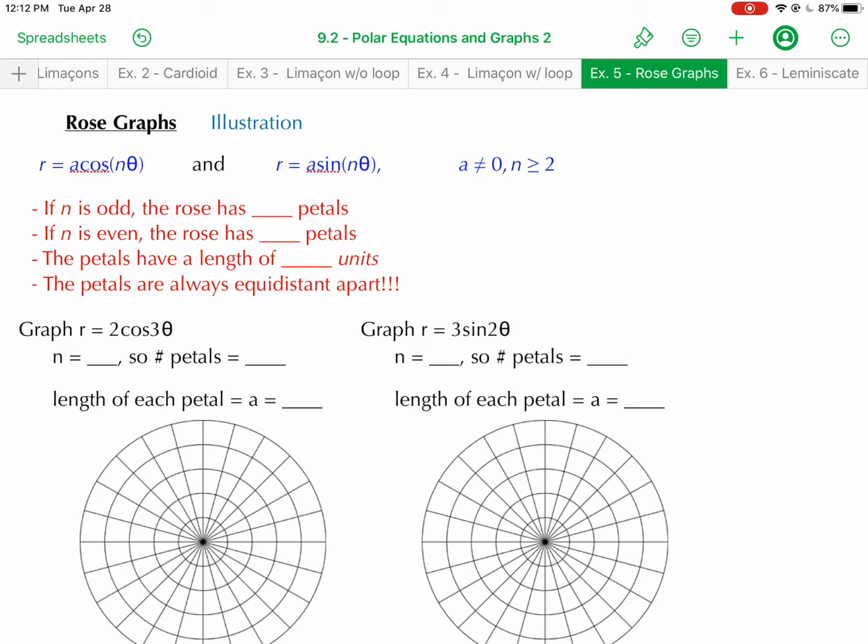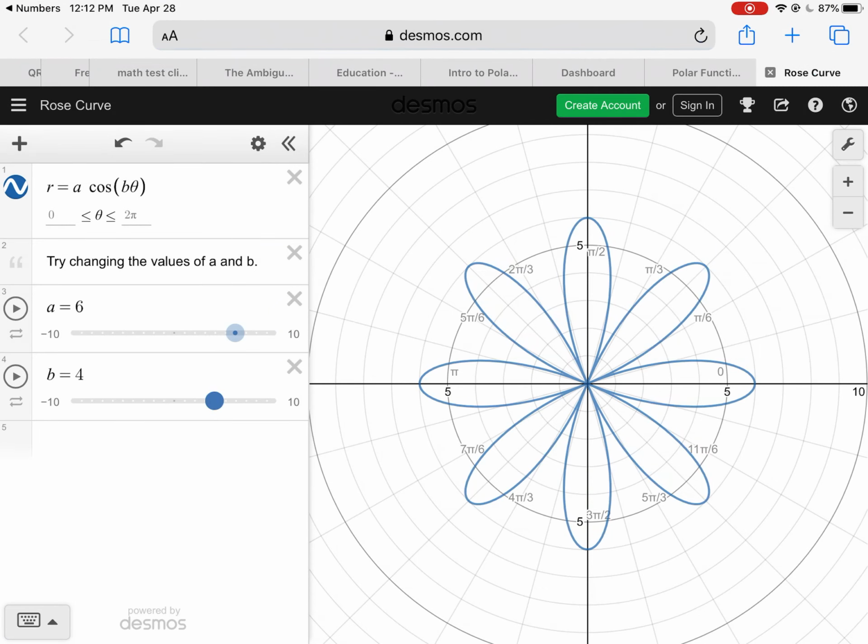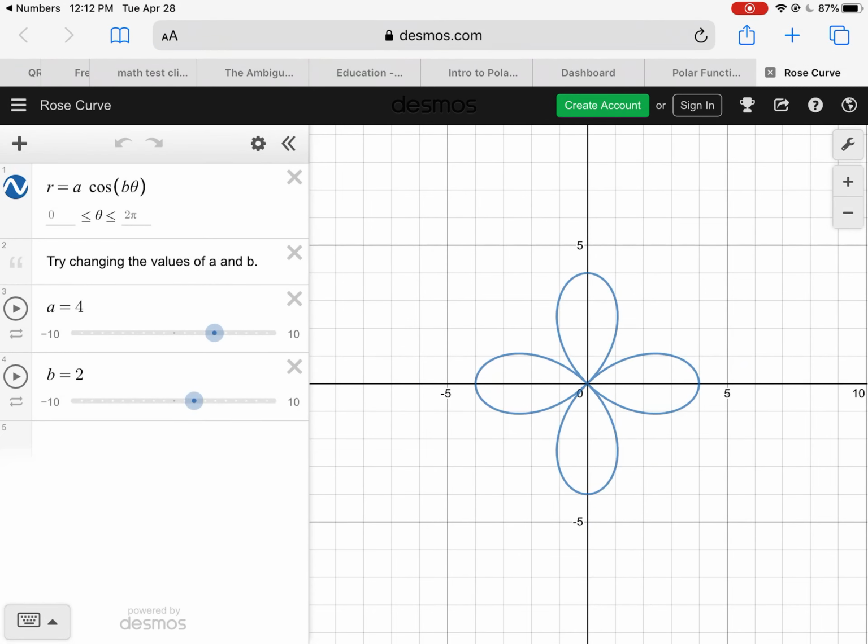All right, and their equations will follow the form r equals a times cosine of n theta, where a is a real number and then n has to be a value of 2 or larger, okay? Let's give you some illustrations of these in Desmos before we begin our examples, okay?